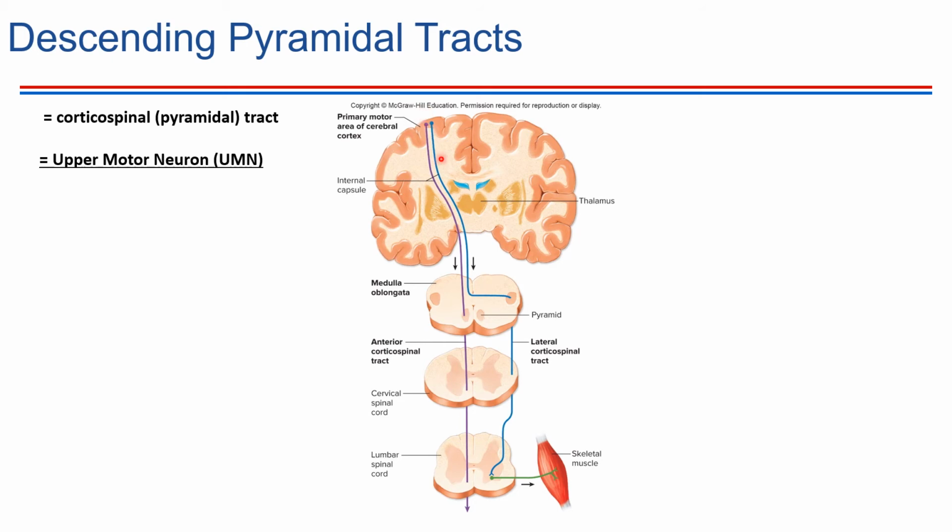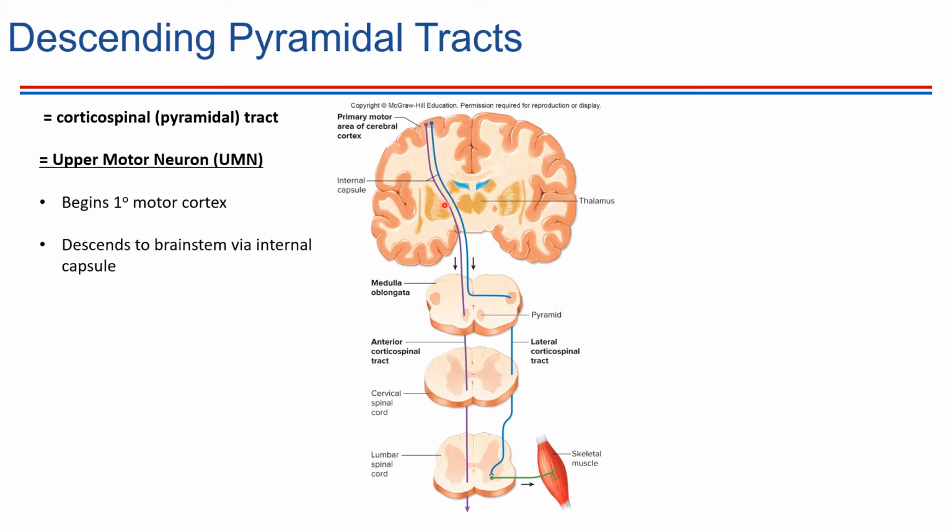So from the cortex down to the spine, we're going to see what's called an upper motor neuron. That's the first of the two, and then the one that leaves the spinal cord is called the lower motor neuron. So we start up here in the cortex in that primary somatomotor area, or the precentral gyrus, and we're going to come down through what's called the internal capsule.